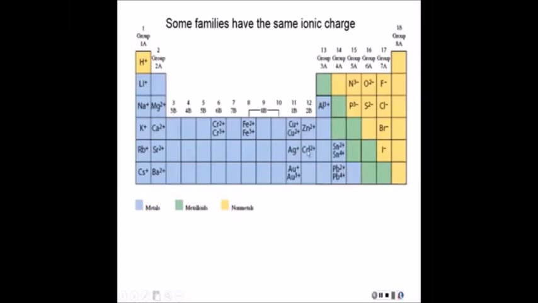So if you're writing the formula for, say, silver chloride, you see how it's +1 and -1? The formula would be just AgCl. But if you were writing in words, you write silver and then you write chloride. You wouldn't put in silver Roman numeral 1. So only use the Roman numerals if you have charges that can be different for that element. And it's only for the positive ion.